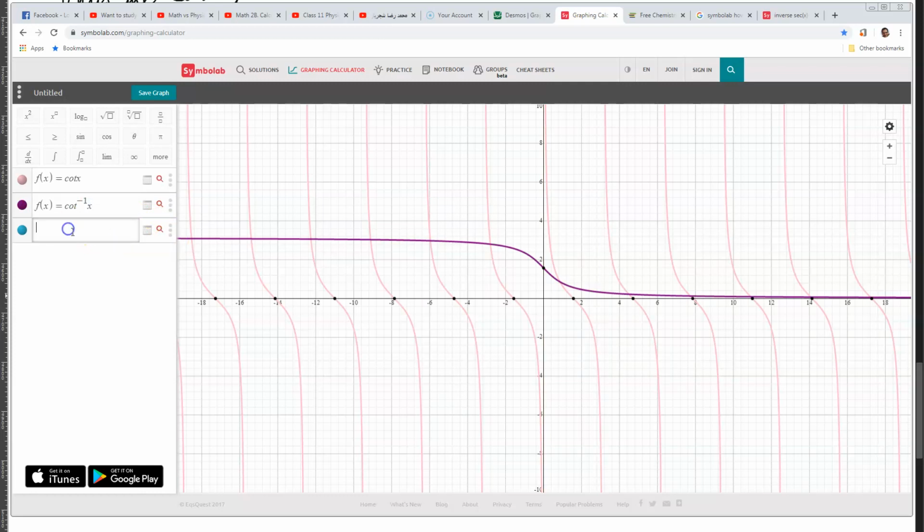And if I do the graph of the function f of x is equal to x, you can see that basically we restricted the domain of this function to 0 to pi, meaning that essentially we have only this part of the function, right? Only this part of the function.